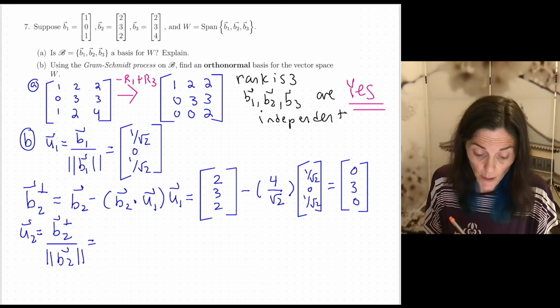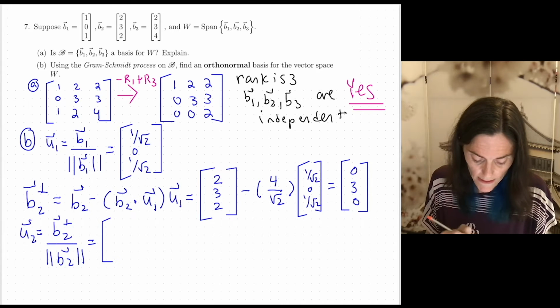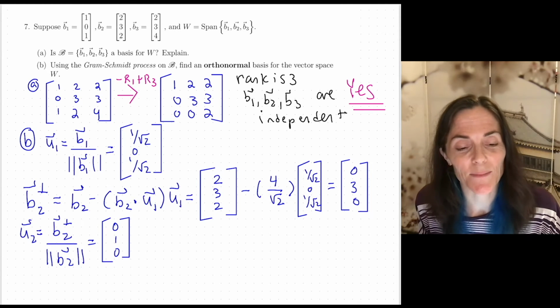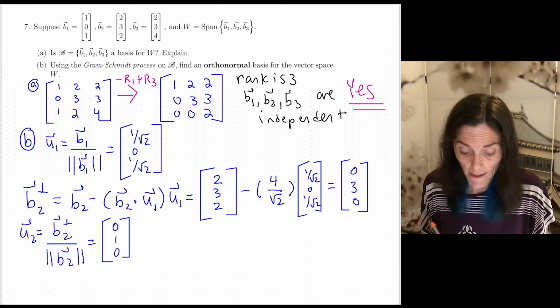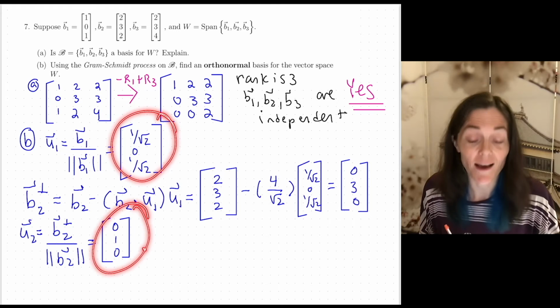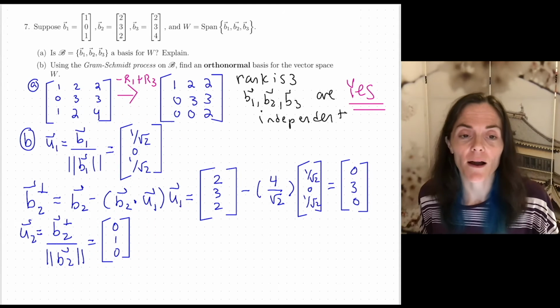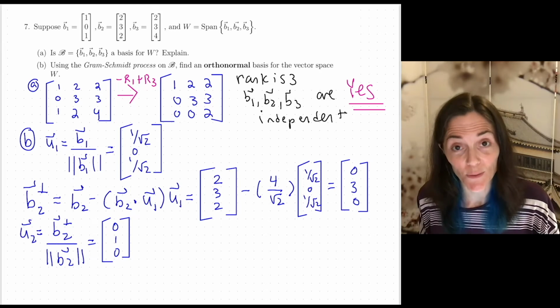And its length is 3. So when we do, we just get this 0, 1, 0. So far, I have my first 2 vectors in my orthonormal basis, and you can check. It's always good. Take this and dot this. We have 0. Now, we move on. We have one more to calculate, which is U3.